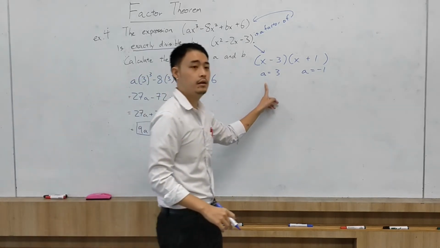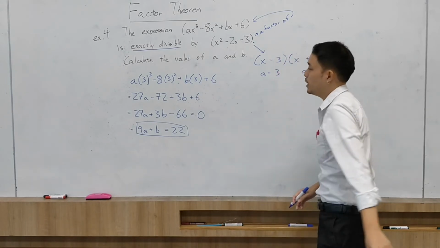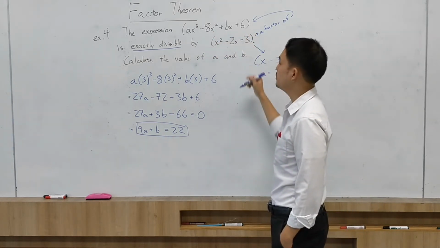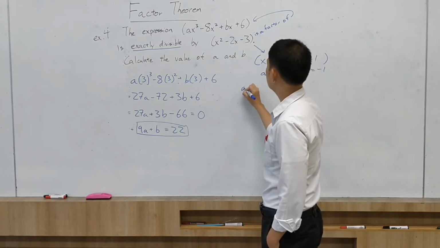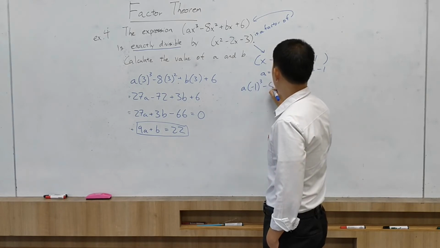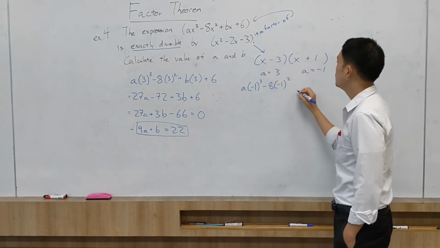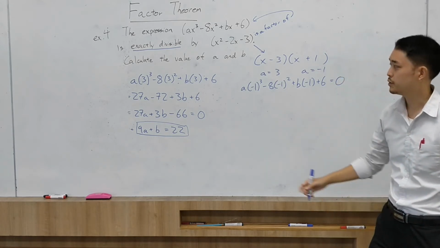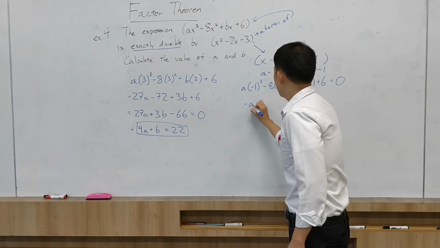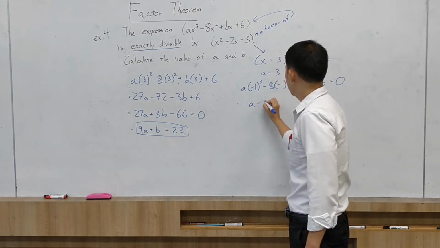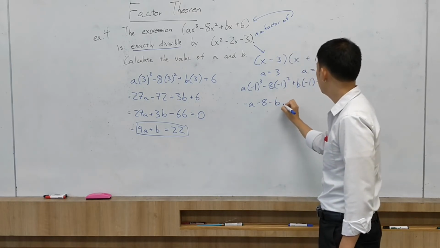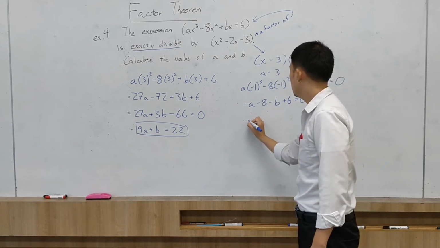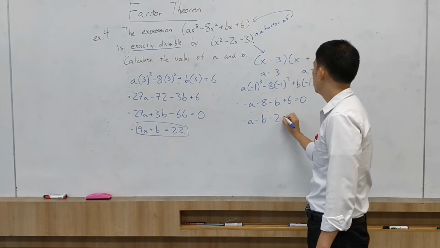By plugging in x equals 3. Let's try and create the second equation by plugging in for x equals negative 1. Again, remembering that when I plug in x equals negative 1, this whole thing should equal 0. Right? So, a times negative 1 to the power 3 minus 8 times negative 1 to the power 2 plus b times negative 1 plus 6. Again, this whole thing equals 0, just like we did over there. This becomes negative a. This is positive, so that becomes negative 8. This is negative, minus b. This is plus 6 equals 0. This becomes negative a minus b minus 2 equals 0.